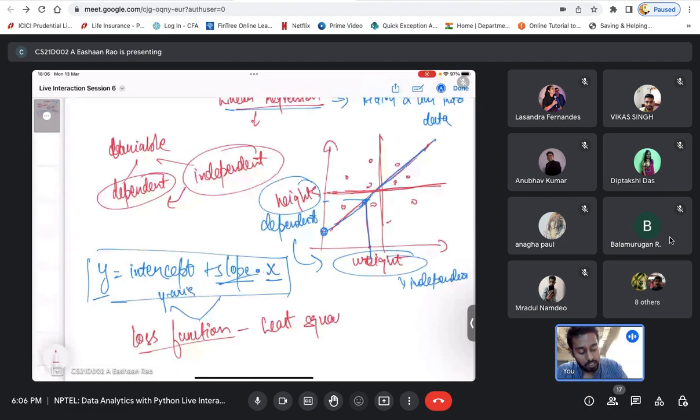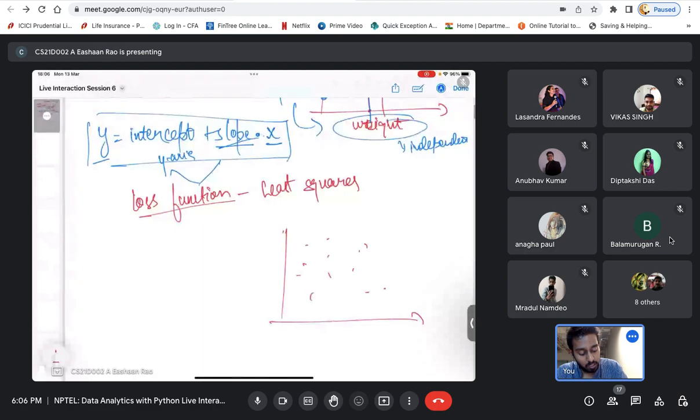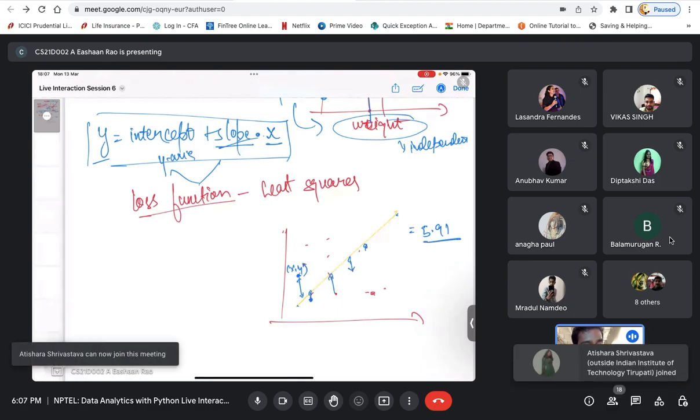Given some data points, something like this, and a line I have tried to fit, I will see the distance between this data point and the line. Similarly, from this point to the line. I will calculate this for all the data points and sum all these distances to the line. Suppose for this line I get some value, say 5.91, as the sum of least squares. I'm not writing the formula right now. Whatever distances I have, I will square them, take a summation, and get a certain value. Now I can do that for n number of lines.